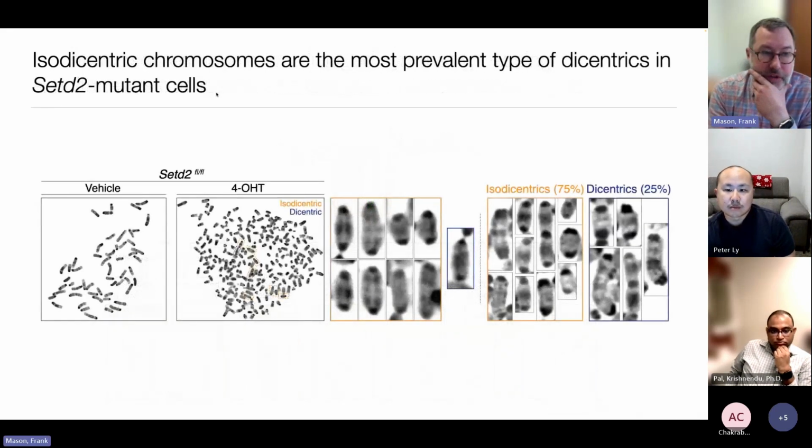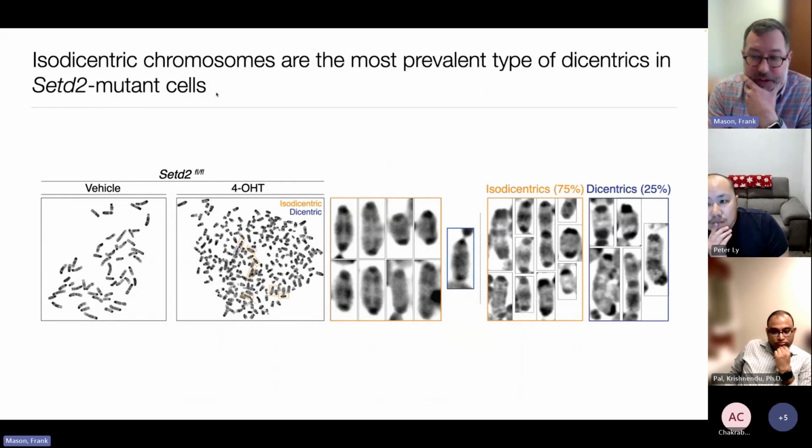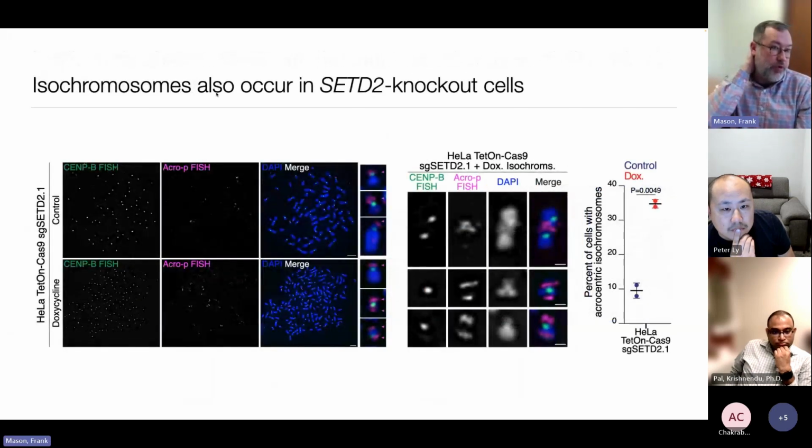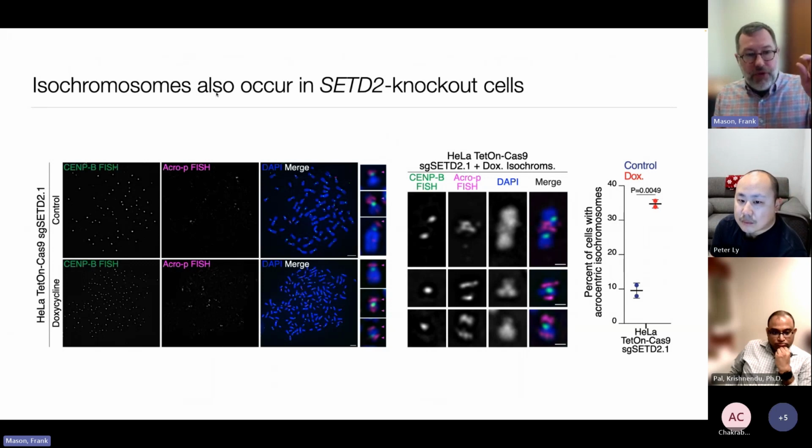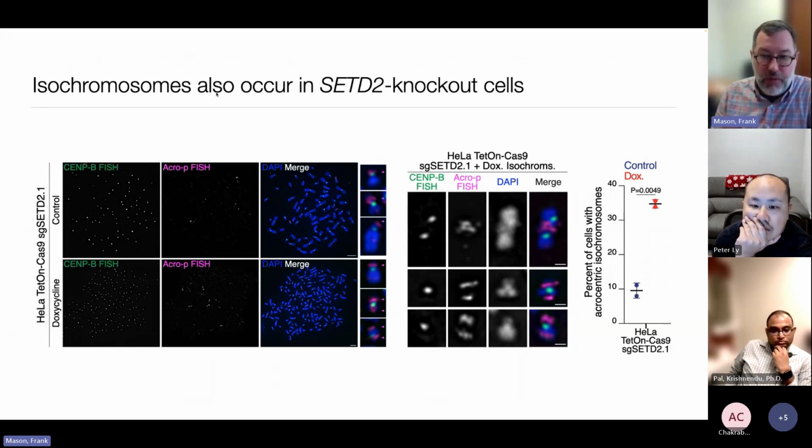And you can see here using G banding, we're able to see that the vast majority, around 75% of these dicentrics, are indeed isochromosomes that have mirror image symmetry. And we wanted to confirm that using an independent approach. So here we just performed FISH for the P arms of the acrocentric chromosomes that contain the rDNA, or ribosomal DNA. And typically, the chromosomes should only have the acrocentrics, the FISH staining the P arms or the short arms of these chromosomes.